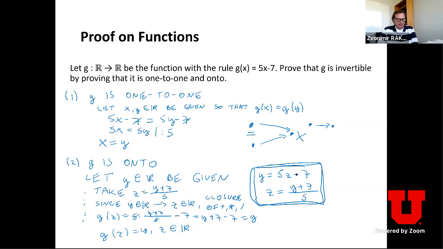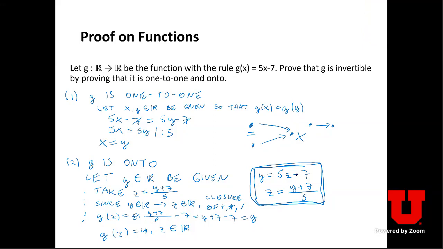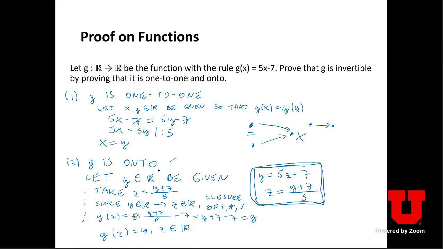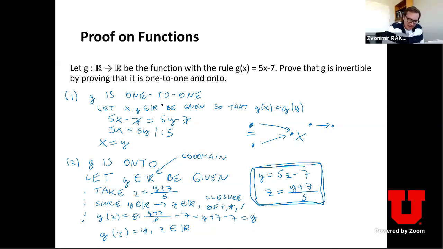Okay. I have one quick question. When you say y is an element of R, does that refer to the codomain? Yeah. So here's a little bit confusing because domain and codomain are both R. So this one is the codomain. And this R in the one-to-one proof, this R is the domain.